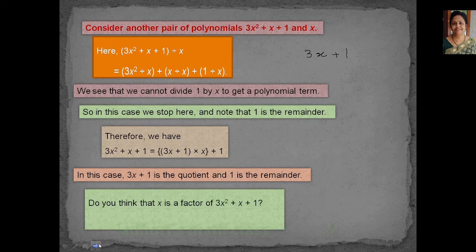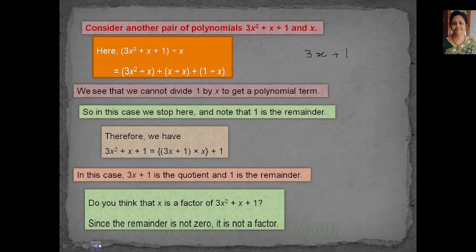So do you think that x is a factor of 3x squared plus x plus 1? No. Why? Because the remainder is not 0. Since the remainder is not 0, it is not a factor.